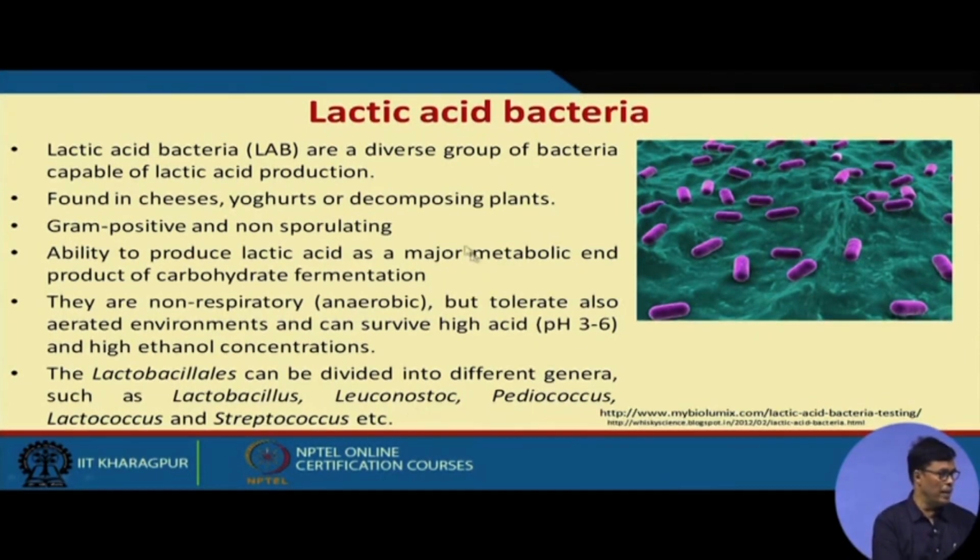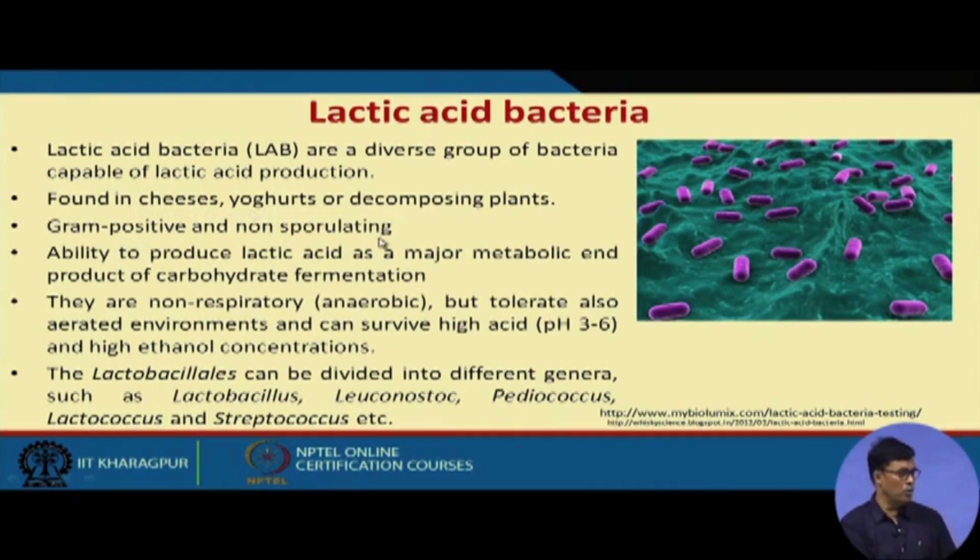Now, lactic acid bacteria are a diverse group of bacteria capable of producing lactic acid, because in day to day life we use curd, and curd also contains a lot of lactic acid bacteria. Here we have mentioned lactobacillus, streptococcus lactis, which are largely present in our curd, and found in cheese, yogurt and decomposing plants. It is a gram-positive and non-sporulating bacteria. The ability to produce lactic acid is the major metabolic end product of carbohydrate fermentation.